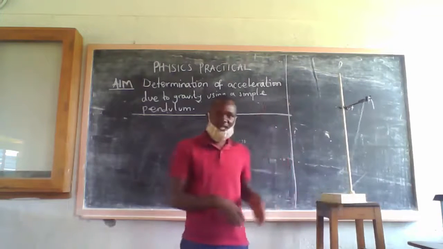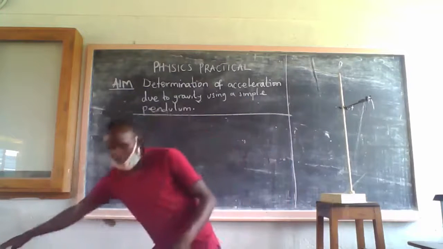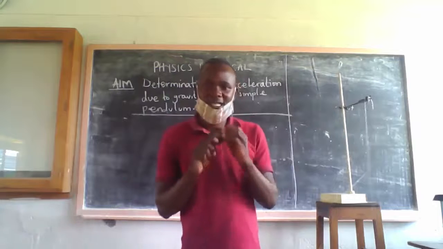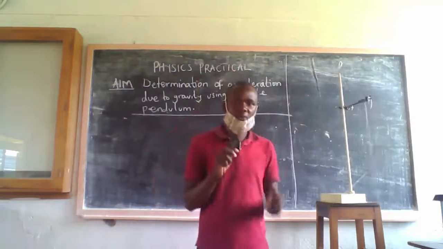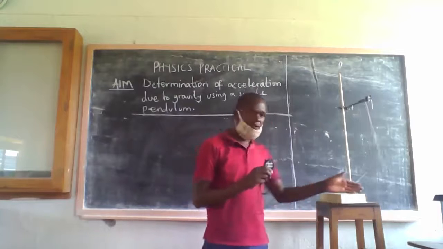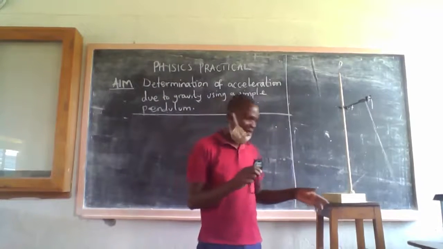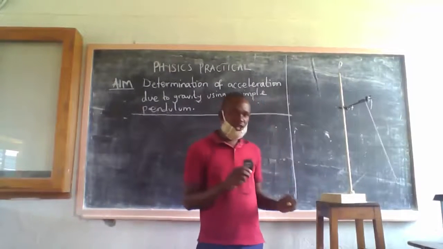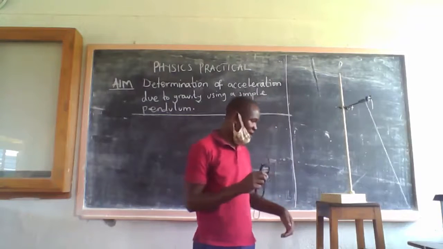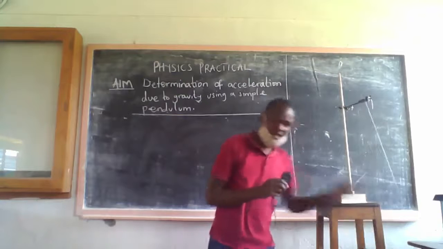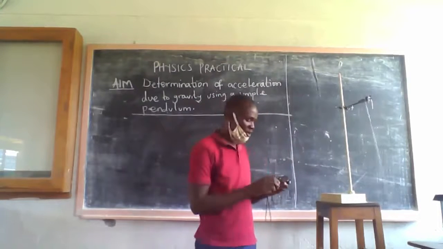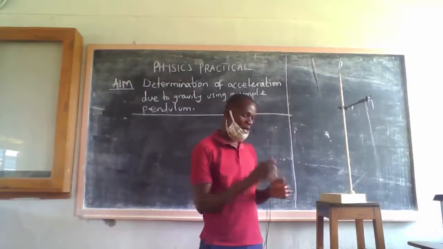As it oscillates, we are required in the next procedure to determine the time t taken for 10 complete oscillations. So we shall look at the motion of this pendulum bulb, and one complete oscillation is equal to when the bulb comes this side and then goes back. That's the complete oscillation. So we shall measure 10 complete oscillations, and we shall have to start the watch.